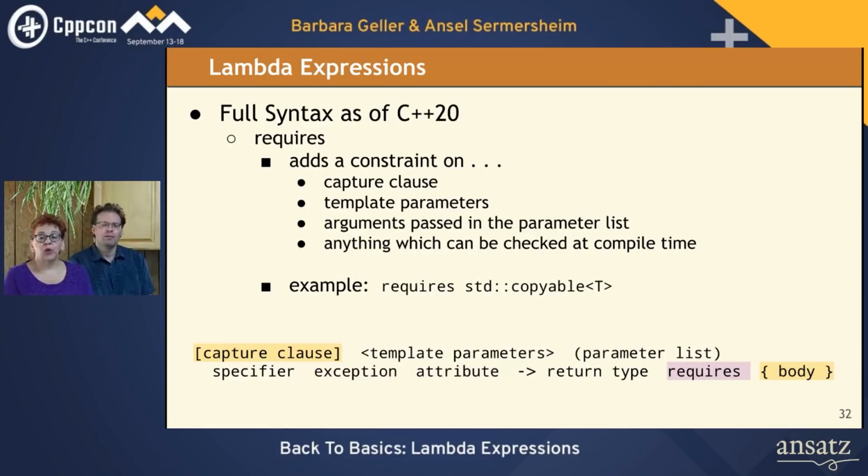So the last section we have is the requires clause, which is located just before the body. And this is used to add a constraint on the Lambda expression. And as you can see in our example, we have a constraint on T, and this is checked at compile time. We want to make sure that T is copyable. And in this example, that's exactly what a requires clause will look like in 20. And you can put it in your Lambda expression.